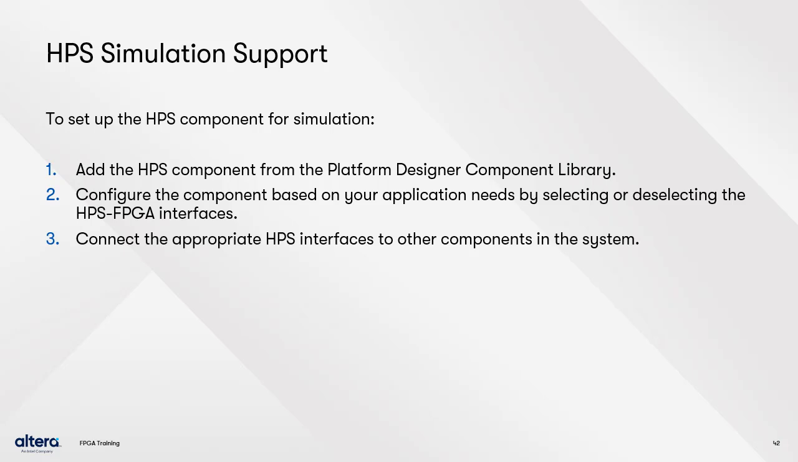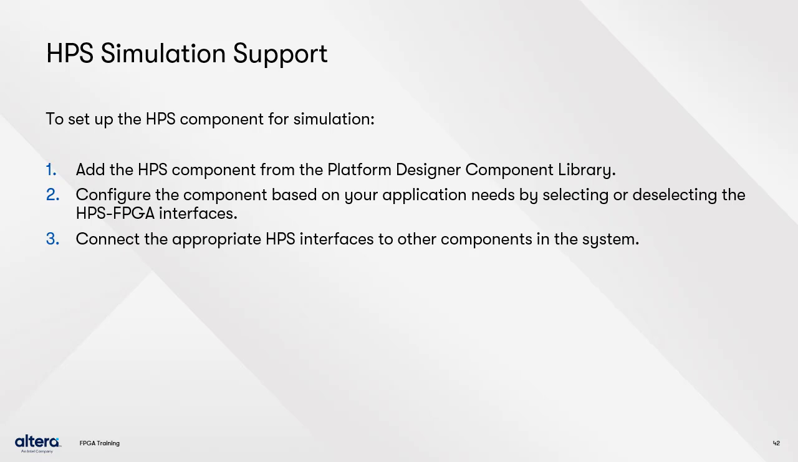To set the HPS for simulation, add the component to the system in Platform Designer. Then configure the component based on the application needs by selecting or deselecting HPS FPGA interfaces. Then connect the HPS interfaces to other components in the system. The conduit interfaces need to have the correct role names and widths. The conduit interfaces are opposite in direction to what is shown in the HPS conduit interfaces table in the HPS System Component Reference Manual for each device.